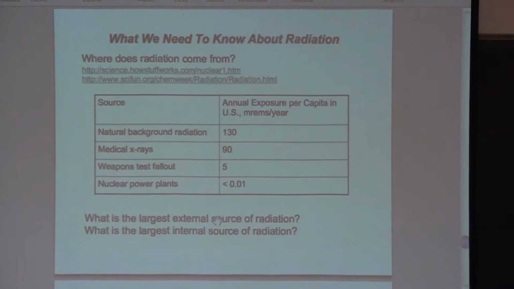An internal source of radiation is our own body. For example, we have a lot of potassium and carbon in our body. One of the isotopes of potassium is a radioactive isotope, potassium-40. Same thing for carbon. We have a little bit of carbon-14 in our body. So those are the two sources of internal radiation in our bodies.